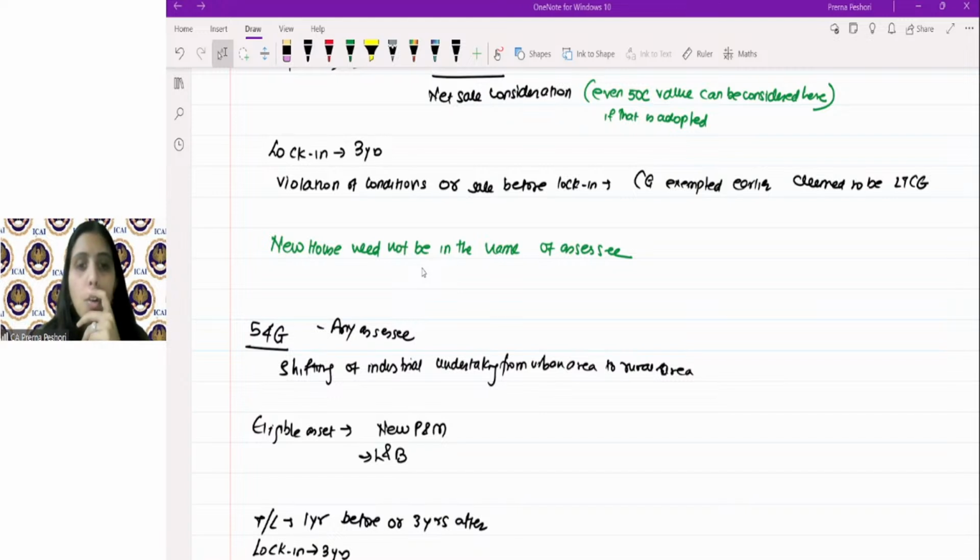Are you clear? Any doubts in this chapter? I would request you to solve the questions of this chapter which are given in your module. And if you have any questions, you can always ask me. See, the difficult topics I have already covered, the question which was in terms of 45.4, if you remember.